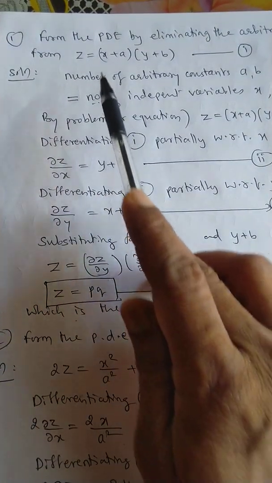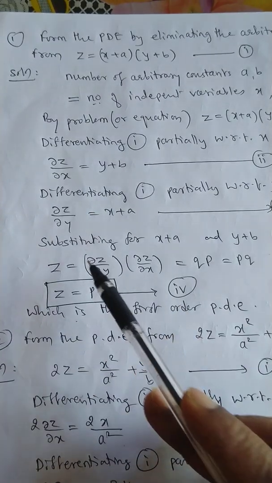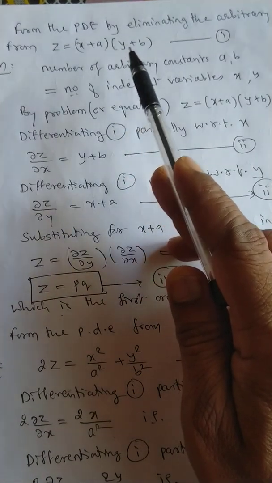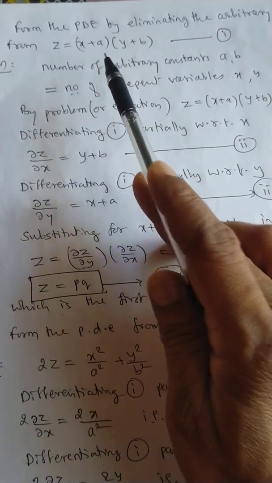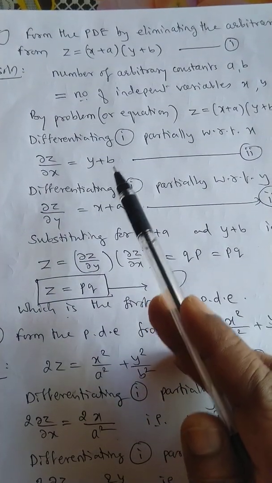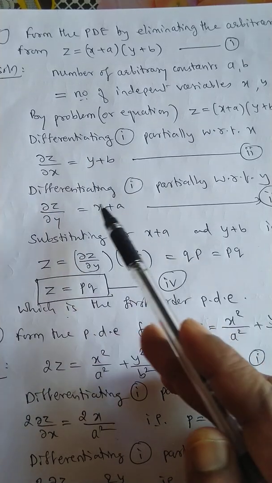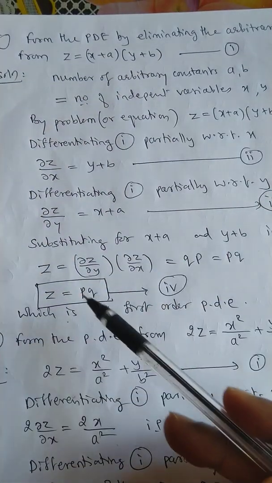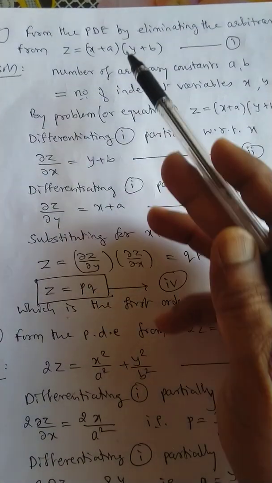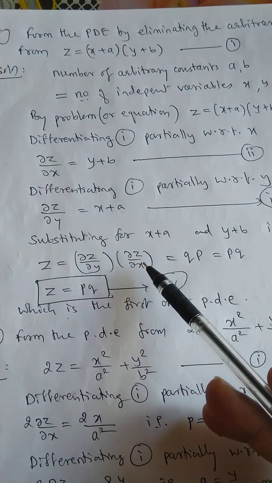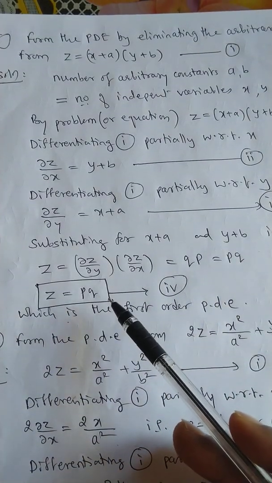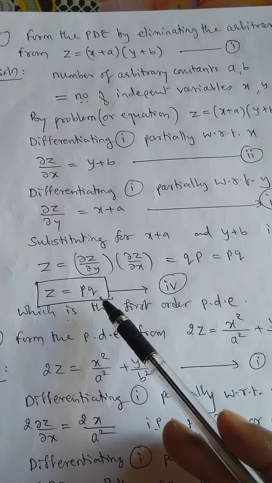Similarly, differentiating 1 partially with respect to y, we have dou z by dou y is equal to x plus a. So the partial derivative of this with respect to y is 1, so 1 into x plus a. To eliminate the arbitrary constants, we substitute y plus b and x plus a in the given equation, so that we have z is equal to (x plus a), which is dou z by dou y, into (y plus b), which is dou z by dou x. So dou z by dou y into dou z by dou x, which is q into p or p into q. Therefore z is equal to p into q, which is a first order partial differential equation.